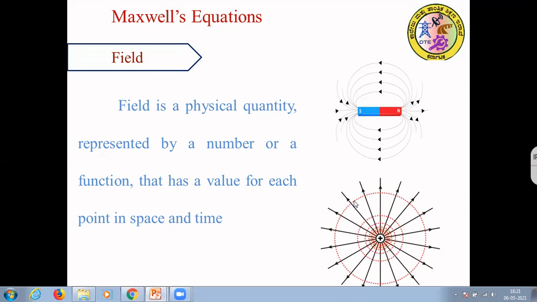It can be measured and represented either by a number or a mathematical function. And this function or a number is defined at any point in space and time. So field can be defined as a physical quantity which can be represented by a number or a function that has a value for each point in space and time. So that is field.